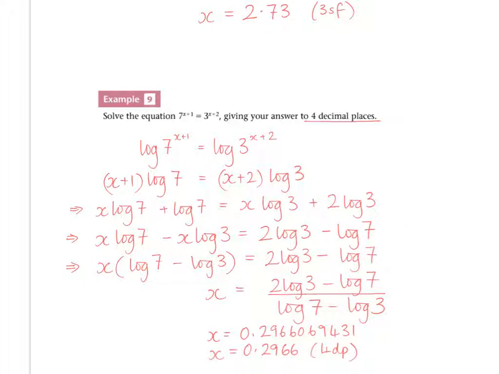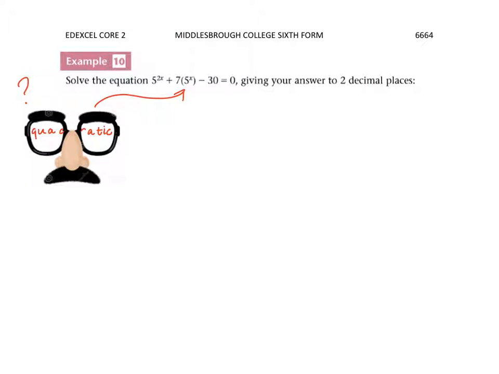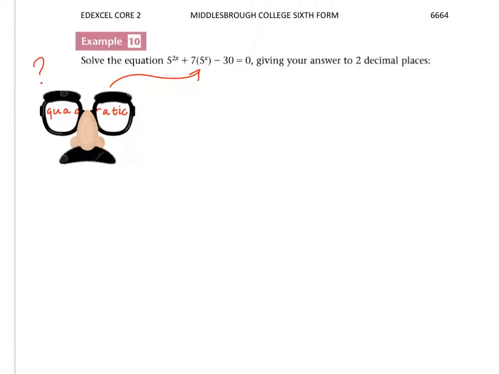Before we go on to the next example, which is example 10, where we've got a quadratic in disguise, like my wee cartoon. Say what you see, catchphrase. Before we do that, going back in your booklet to example 10, please. What we've got here is a quadratic in disguise. That's what's happened here.